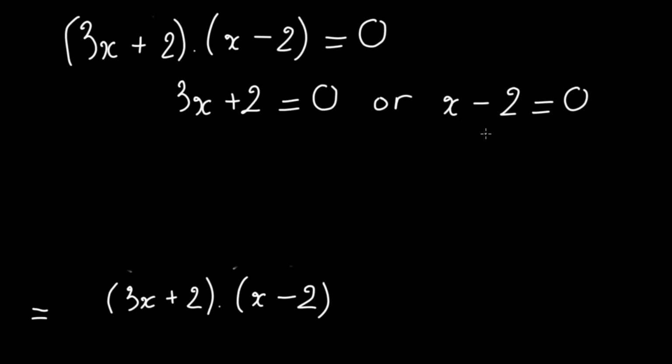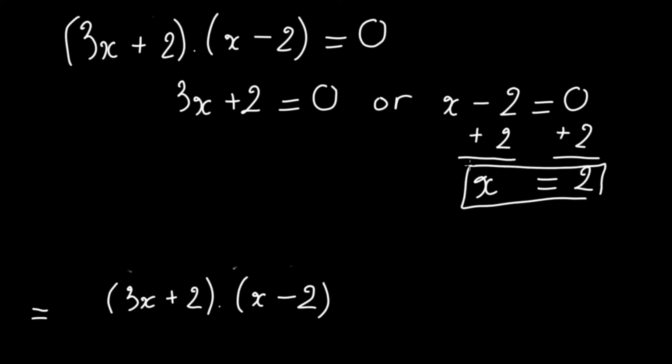What we are going to do is we need to isolate the x. We add 2 to both sides. I mean the left hand side and the right hand side. So you see, minus 2 plus 2, you get 0. So x equals positive 2. And this is one solution.